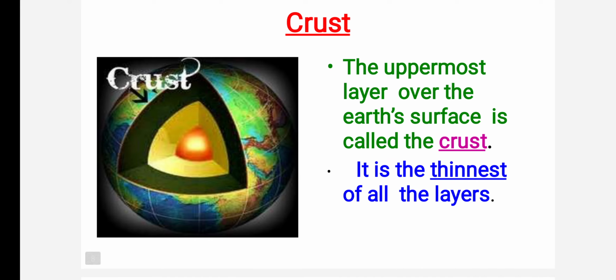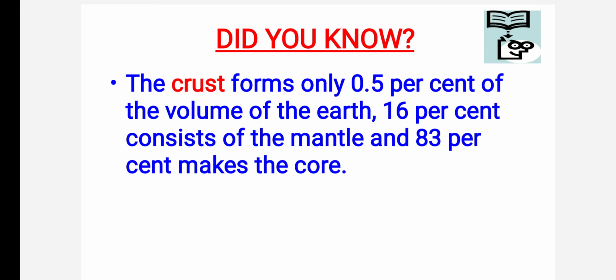Let's see what the crust is. The uppermost layer of the earth's surface is called the crust. As I already told you, it is the thinnest layer of all the layers, because its thickness is just 35 kilometers. Students, do you know the crust forms only 0.5% of the volume of the earth. Out of 100%, the crust composes just 0.5%. The remaining is 16% mantle and 83% core. So core occupies the most percentage, next comes the mantle, and the least is the crust, just 0.5%.